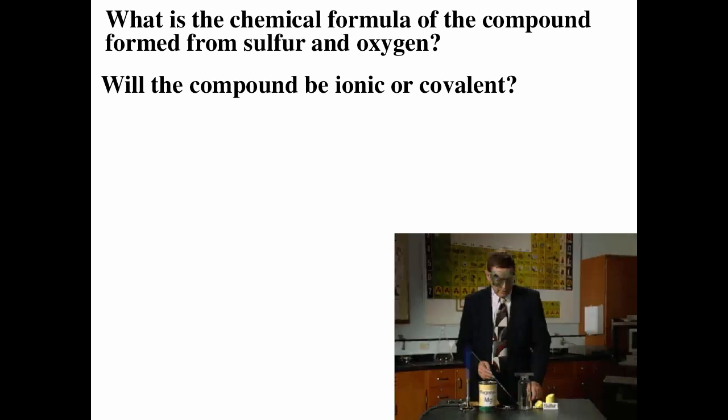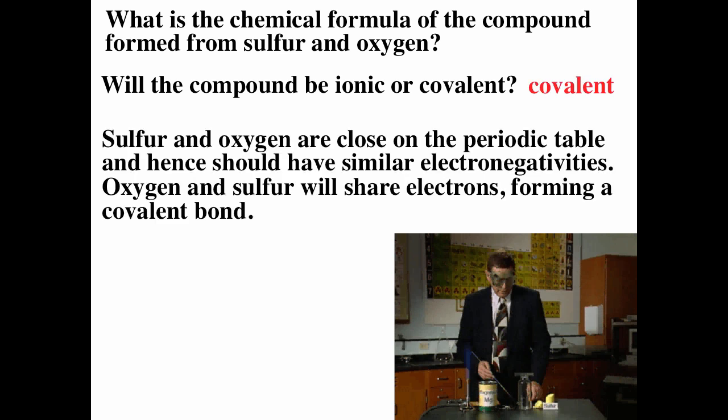Now, another question you can see is, what is the chemical formula of the compound formed from sulfur and oxygen? Now here, sulfur and oxygen are both nonmetals. And so because they're both nonmetals, they should form a molecular species. They'll form covalent bonds that are going to share electrons. You can also think in terms of electronegativities. They're fairly close on the periodic table. They have similar electronegativities, and so they're going to share electrons.